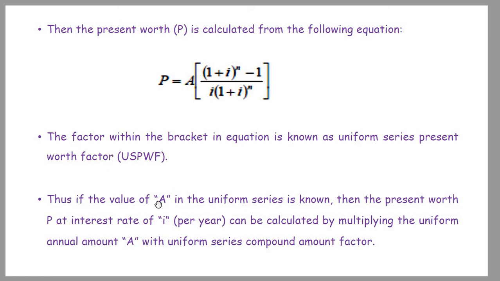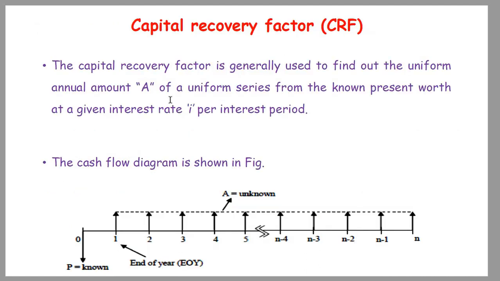Thus, if the value of A in the uniform series is known, then the present worth P at the interest rate i per year can be calculated by multiplying the uniform annual amount A with the uniform series present worth factor. So by multiplying this A, knowing i and n, we can easily calculate P, that is the present worth value. This is how we can calculate.